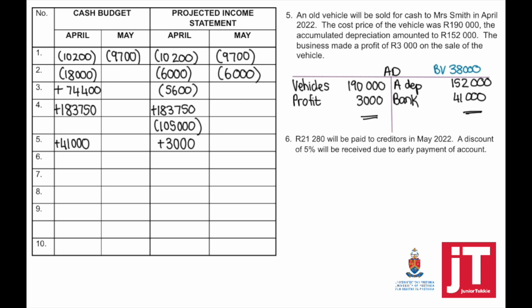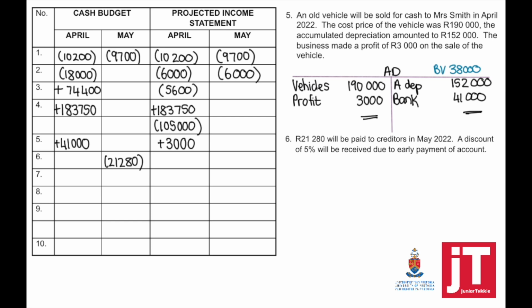21,280 will be paid to creditors in May 2022. A discount of 5% will be received due to early payment of account. So the easy part of this is identifying a payment will be made. A payment will be made in May, which means I'm going to show it in brackets, 21,280. The difficulty in this transaction is now to realize that we've received a 5% discount for early settlement.